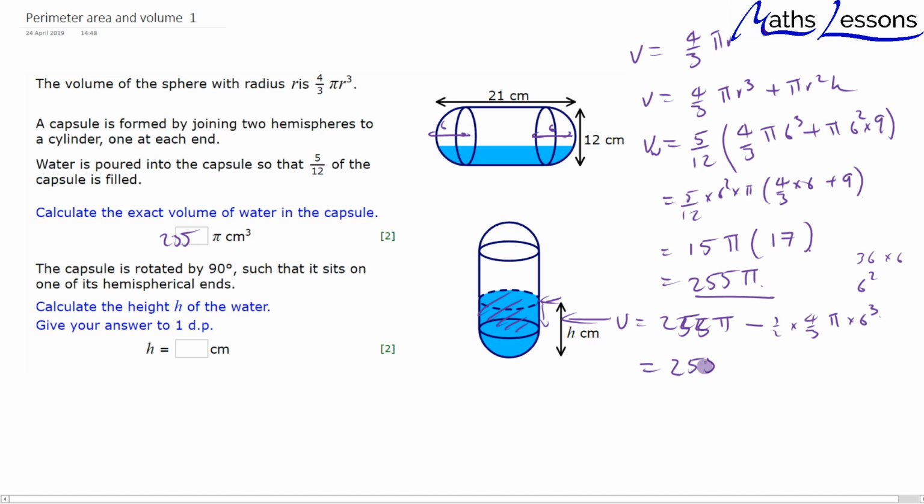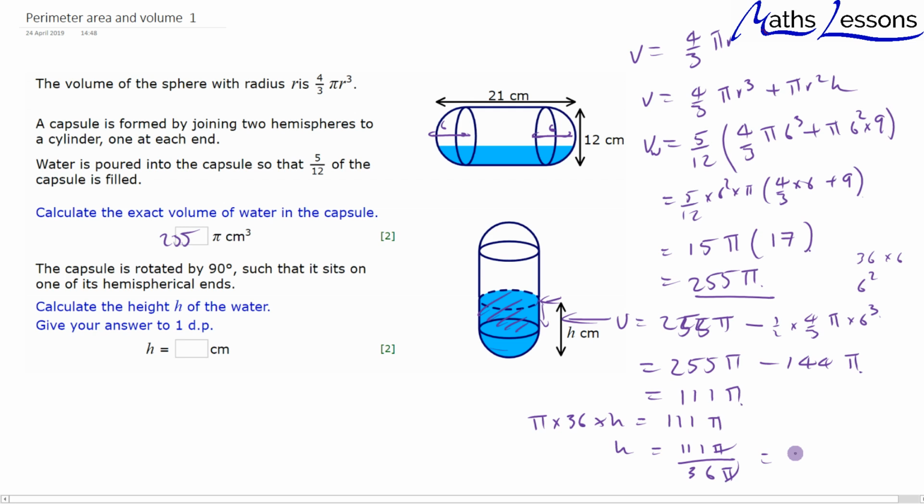So it gives me 255 pi minus 144 pi for this bottom bit here. That will leave me 111 pi, and we know that that's equal to this volume here. So I've got the area, pi r squared, times by h. Now r is 6, so I've got pi times 6 squared, 36, times by the height will equal 111 pi. So therefore h will equal 111 pi divided by 36 pi. And that cancels down, and we can use our calculator to work that out.